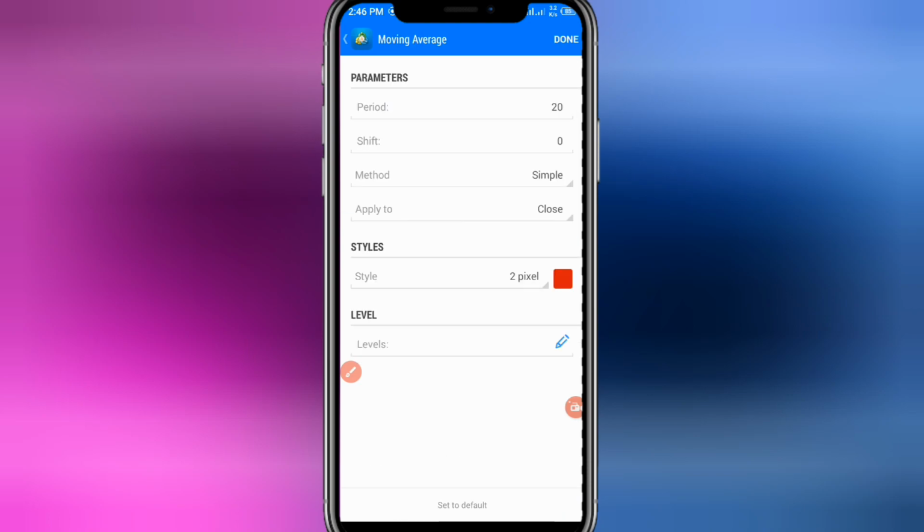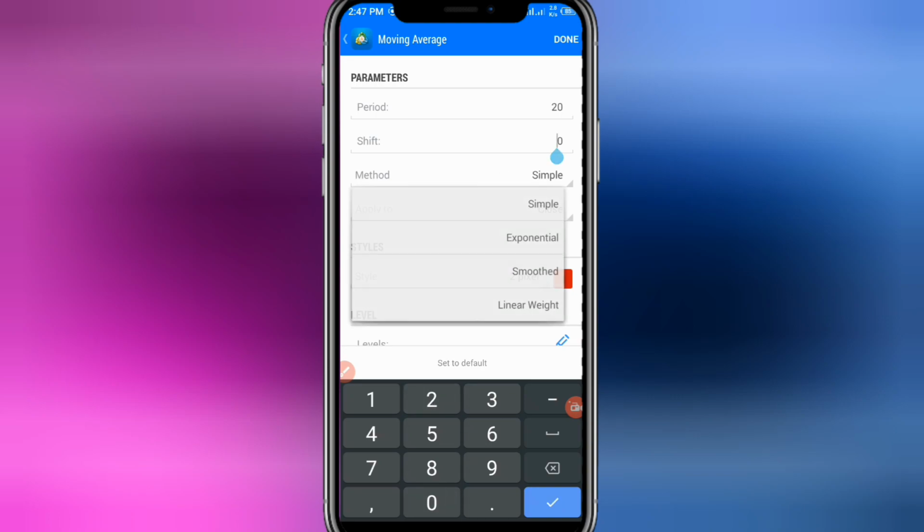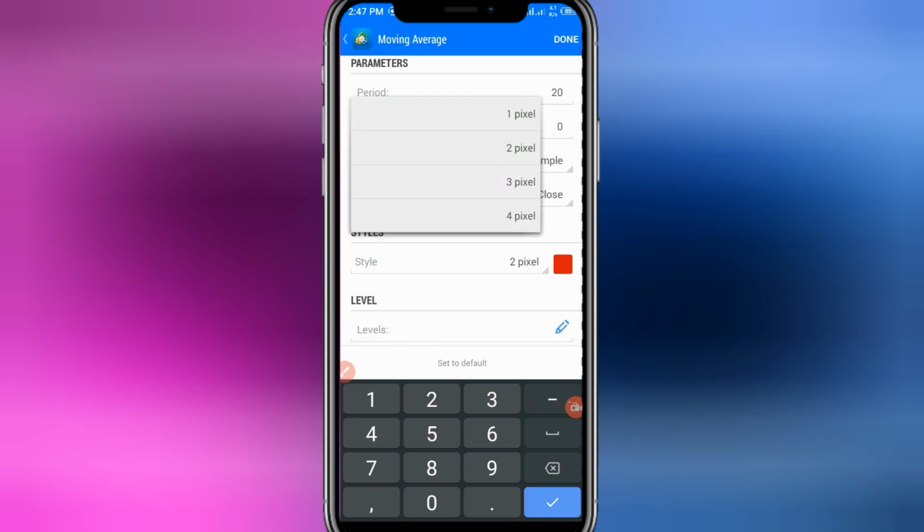Let's add the moving average, and what you have to do is make the period of the moving average 20. Let's make it 20, the shift to be 0, then the method simple. I know a lot of people ask me this question: what type of moving average are you using? I'm using the simple moving average. The simple moving average is what we are using here. Then the pixels to be 2, so I can actually see this. You can make the pixels 4, but it will be so big, so let's just make the pixels 2 and done.